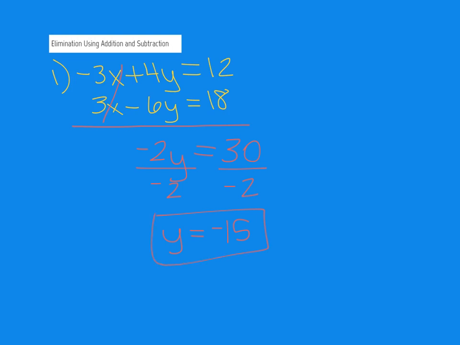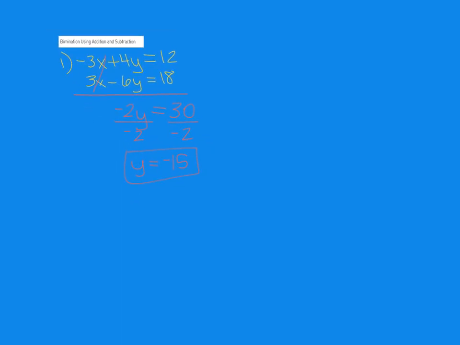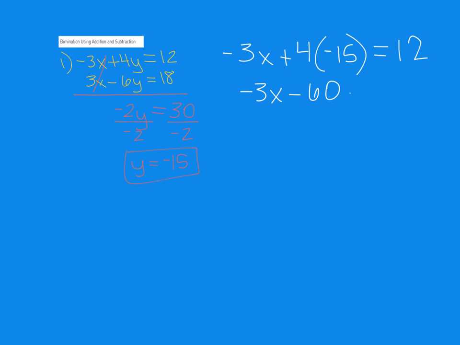Now, what I do with that is I'm going to take the negative 15 that I found and plug it into one of the original equations. It does not matter which one, so I'm just going to do the first one. So I've got negative 3x plus 4y, and instead of the y, I'm going to put the negative 15 that we found, equals 12. So we've got negative 3x, 4 times negative 15 would be negative 60, equals 12.